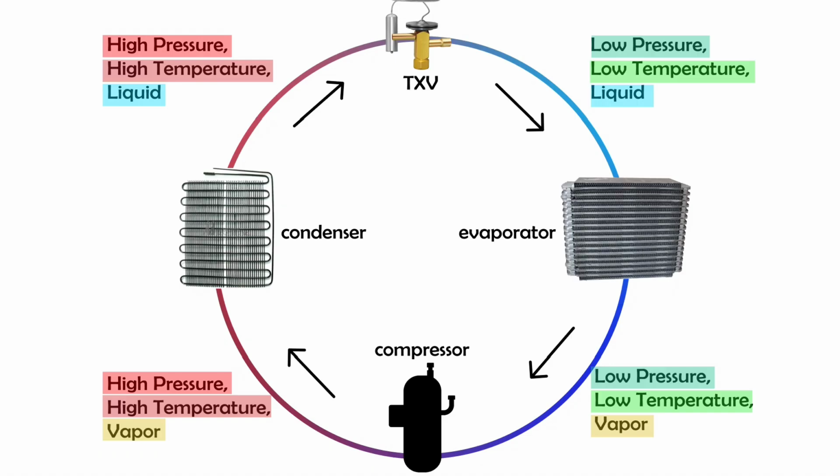Keep in mind, the condenser and evaporator are both phase-changing components, meaning they involve the refrigerant turning from liquid to vapor or vice versa. The compressor and TXV just change pressure, not phase. This cycle is based on thermodynamic principles, especially the second law of thermodynamics, which allows heat to move from a lower energy state to a higher one, with help from mechanical work.